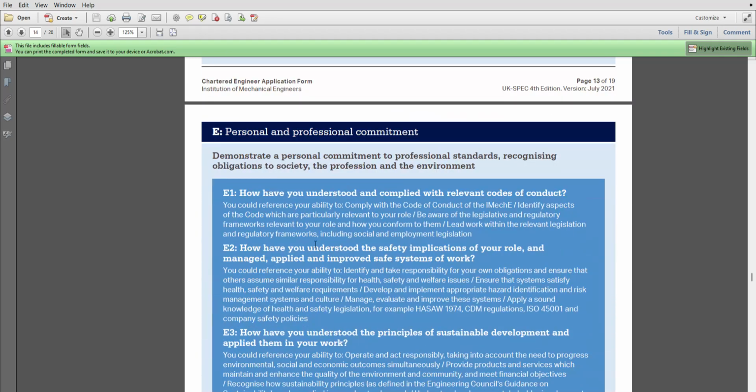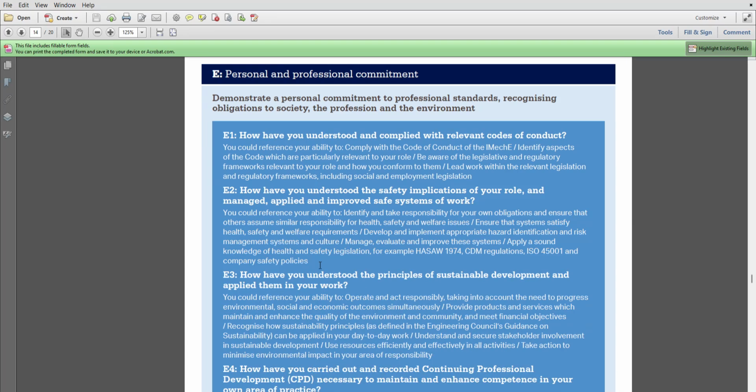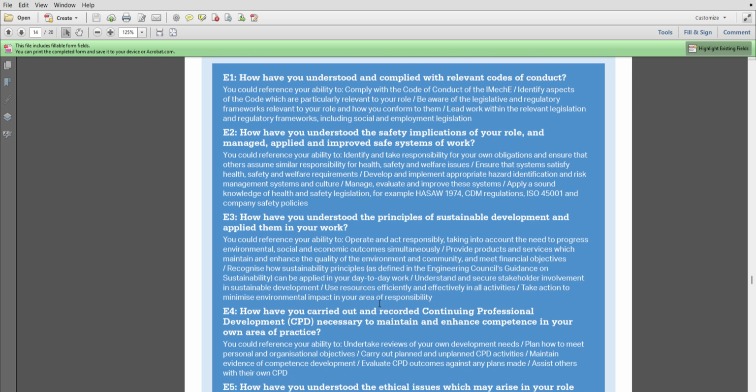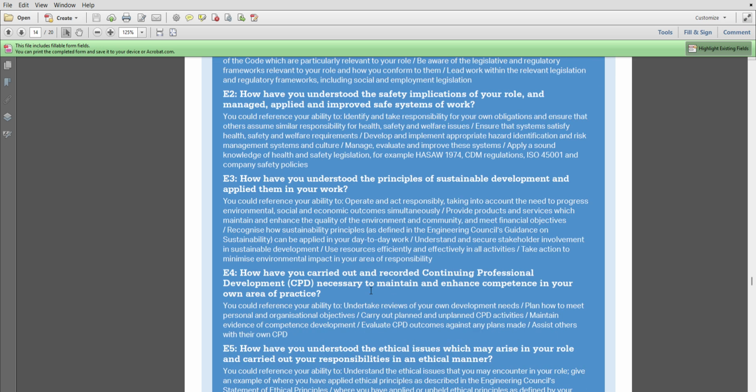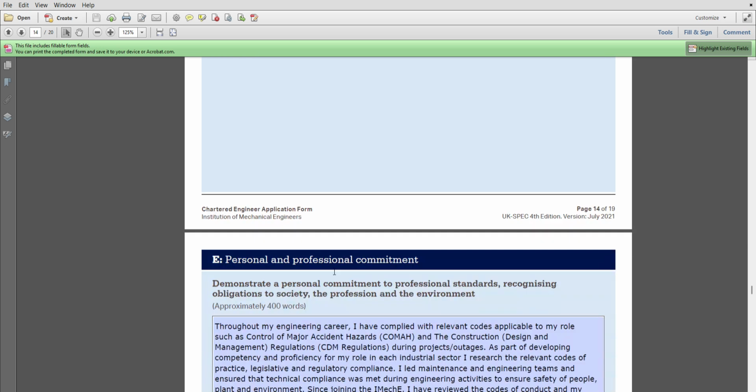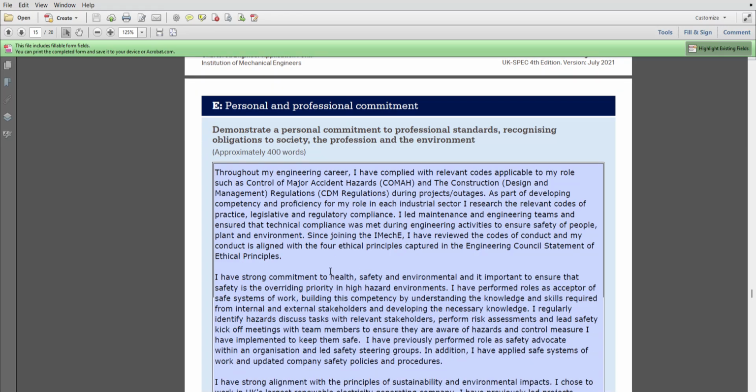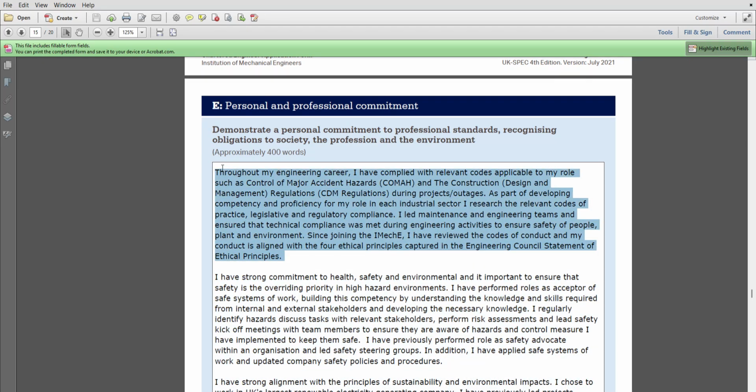And then under the E competence, this is on personal and professional commitment. So everything regarding compliance with relevant codes of conduct, managing safe systems, sustainability, continuing personal development, and ethics. So an example we provide is the first one, the first paragraph.